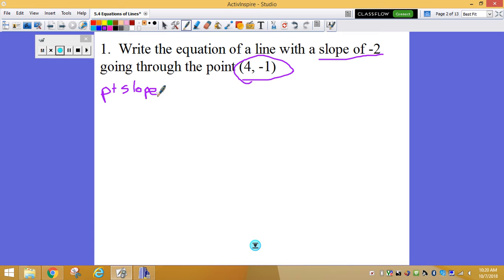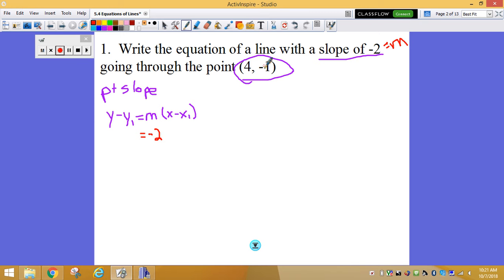Point slope is y minus y1 equals m, and then in parentheses you have x minus x1. Now here's what we're going to plug in. Slope is really m, so I know that this -2 is my m, so right here instead of m I'm going to plug in -2. Okay, slope is your m, so I'm going to plug that in there.